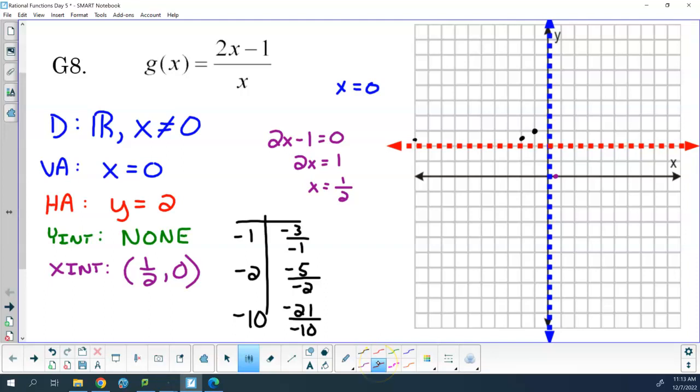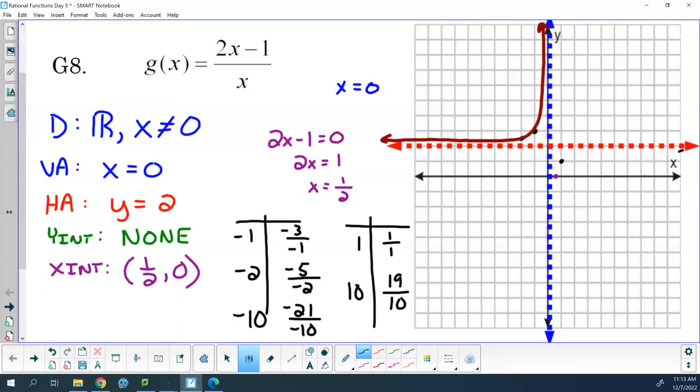So we're there, which means my function comes in through here and then makes an uptick, goes off to the stars. Right zone now. Let's try positive 1. 2 minus 1 is 1, divided by 1 is 1. And then 10. 2 times 10 is 20, minus 1 is 19, all over 10 is 1.9. Then along the horizontal asymptote, and then head down to the basement. There is the first half of the problem that was given to us. Find the graph, and questions on said graph.